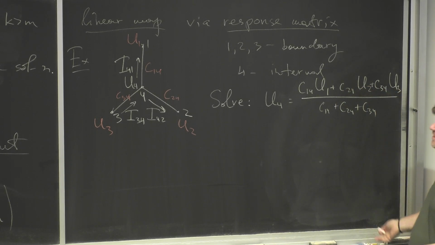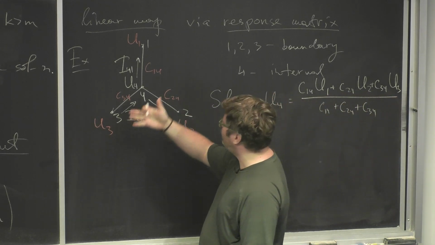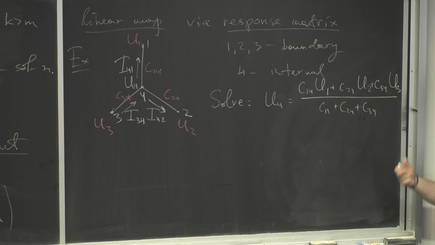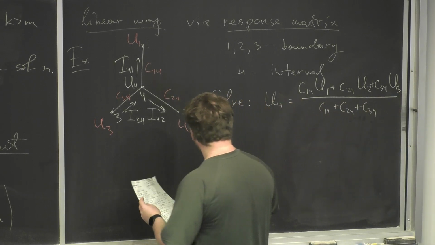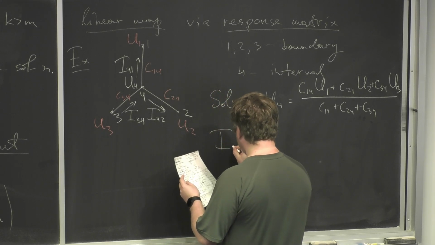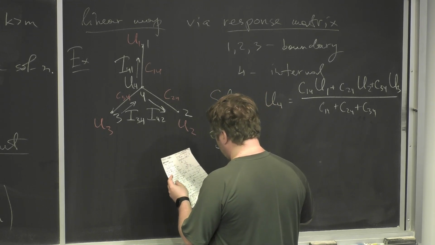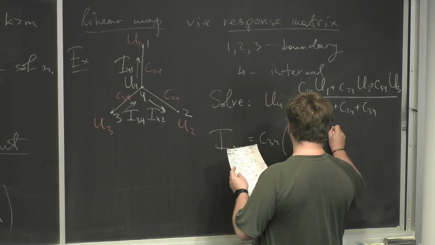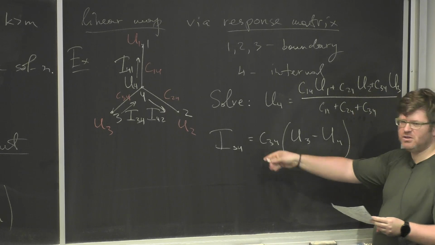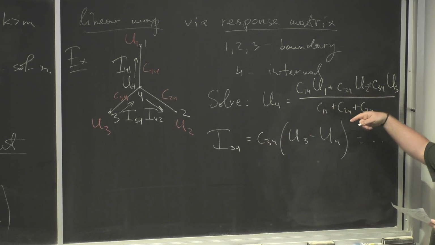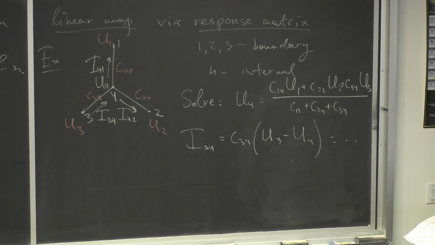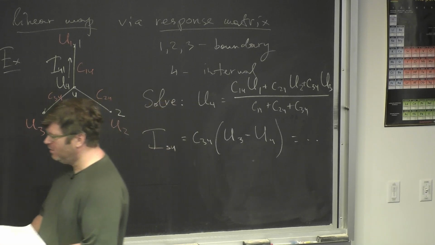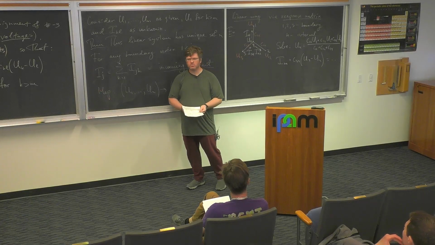Okay, so it turns out that basically laws of nature over there will force the voltage in the middle to be this kind of average voltage on the boundary. And then from this you can find all the currents and all the incoming currents, etc. So this one you just do C34 times U3 minus U4. You know everything here, so you could simplify now, find I34, etc. So that's just a regular story for how electrical networks work out. Any questions so far?